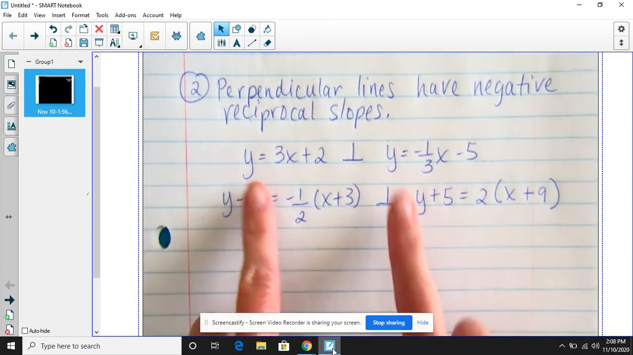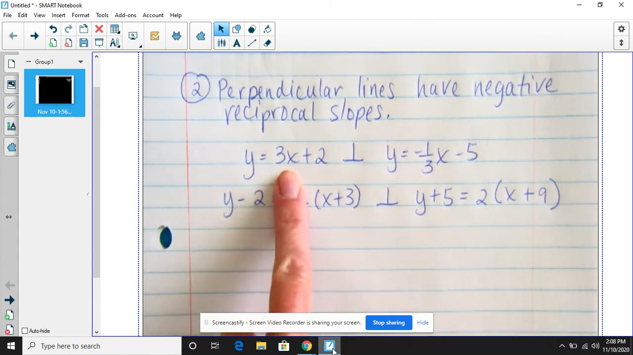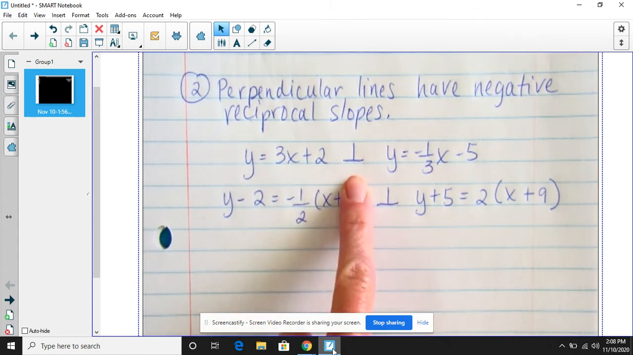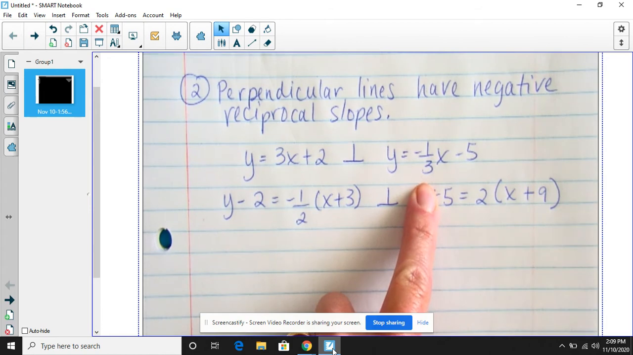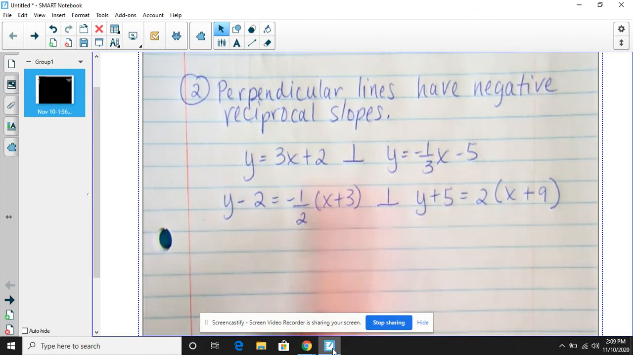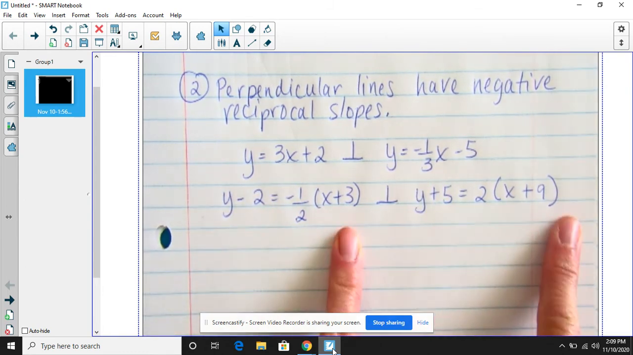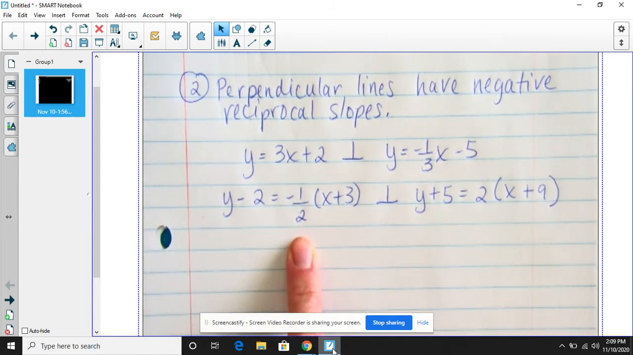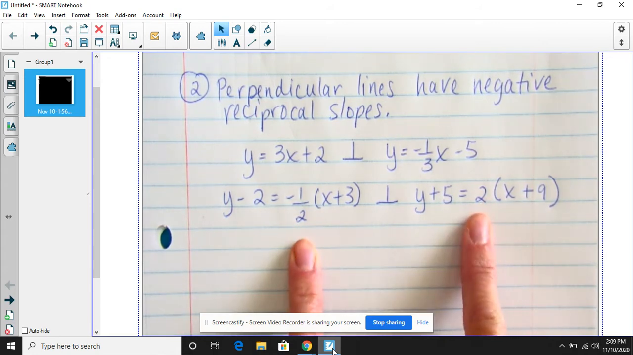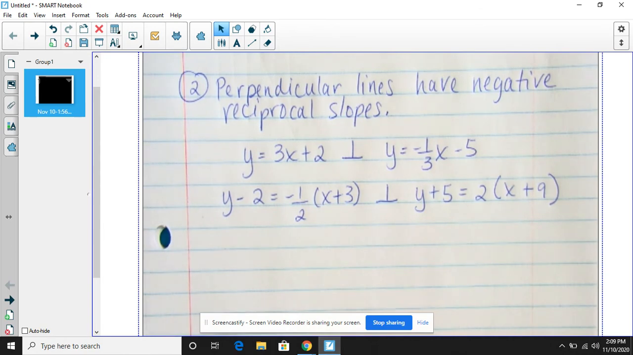In other words, y equals 3x plus 2 is perpendicular to, that's what this little upside down capital T means, perpendicular. It's perpendicular to y equals negative 1/3 x minus 5. Their slopes are opposite reciprocals, or negative reciprocals, as Apex says. This is 3, the slope is negative 1/3. Or if it's written in point slope form, you see the slope here is negative 1/2, the slope here is a positive 2. Their slopes are opposite reciprocals. That means they're perpendicular to each other.